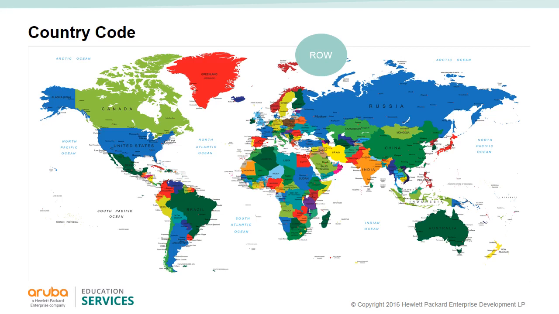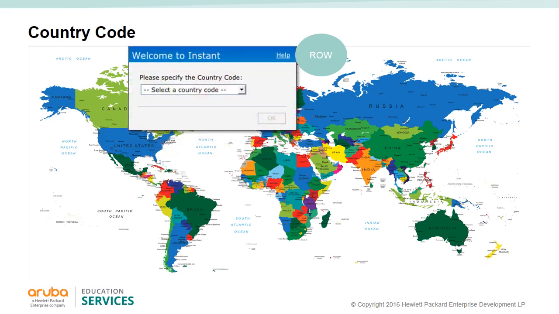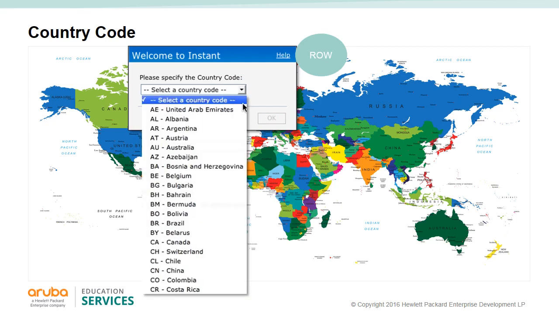After you successfully log in to the instant user interface, a country box appears. You will need to select your country code to proceed. Note, the country code box will not appear for the US, Japanese, or Israeli IPs.